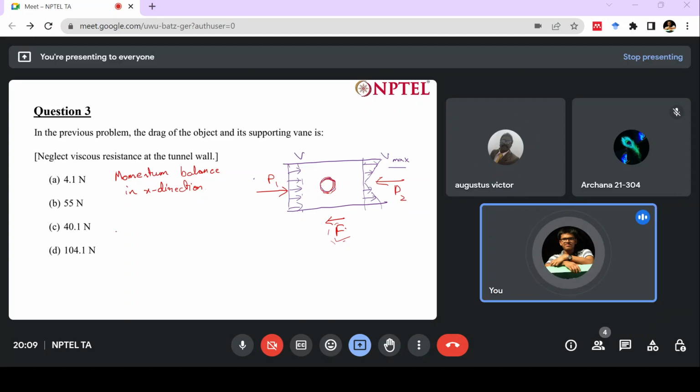So here we have the temporal term, but the temporal term will not be there because this is a steady state. Again, this is steady state. Nothing is varying with time. So I will not write that. I will directly write my flux term.